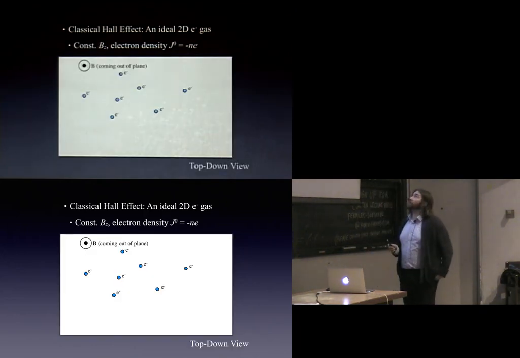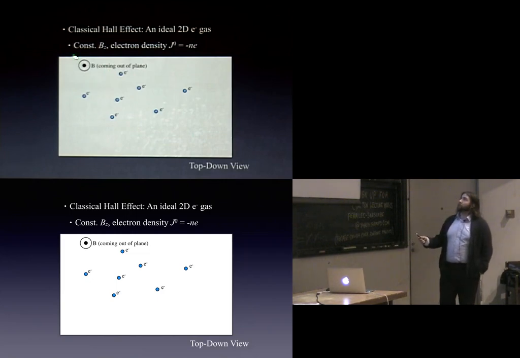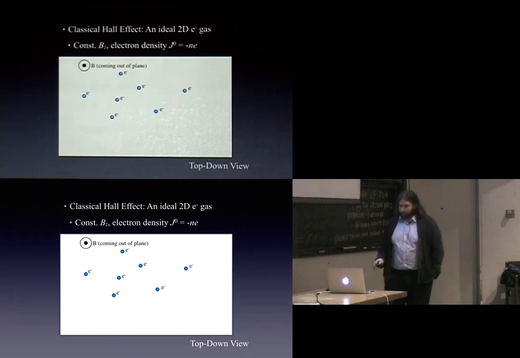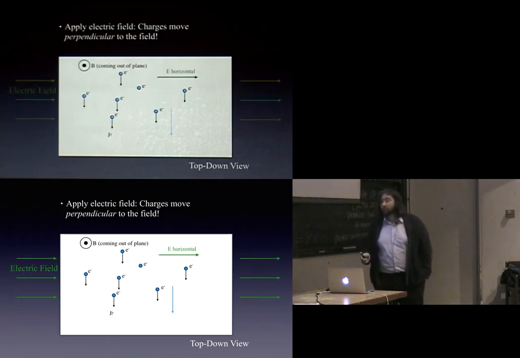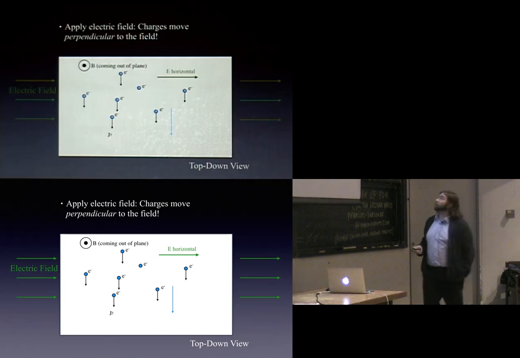So let's look at this from a top-down view. I just have some gas, it's top-down, so this is the magnetic field pointing out of the plane, and I have these electrons here. And as I said, what happens? I apply an electric field this way, and you see that the electrons move not in the direction of the electric field, but perpendicular to it.